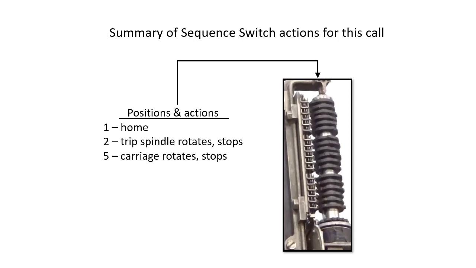This starts brush carriage rotation. Once the selector's carriage stops at the called subscriber's terminals, the sequence switch advances. At position 11, the brush trip spindle returns home. Its job is done. It continues to position 14 and ringing starts.